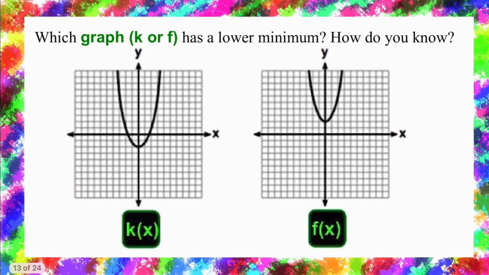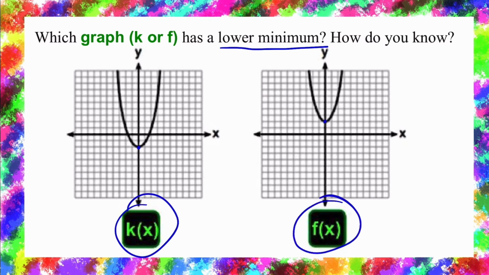Okay, let's look at 2 graphs. Which graph has a lower minimum? Which one of these graphs has a lower minimum, and how do you know? Is it k of x or f of x?